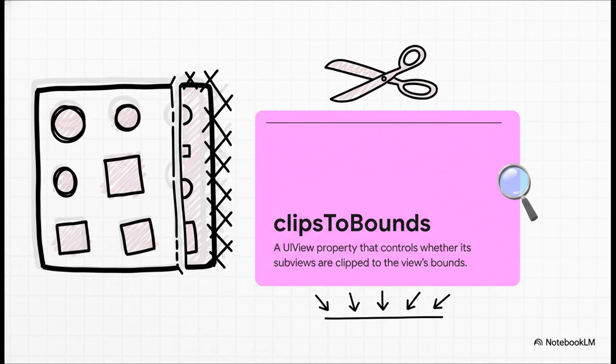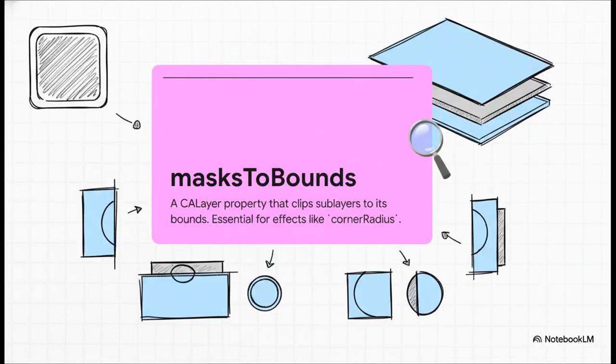Okay, first up, clipsToBounds. The easiest way to think about this is like putting up a fence around your view. If you set clipsToBounds to true, that fence goes up. Now, any subviews, any child views inside it that try to stick out past that fence, they just get chopped off. Anything outside the parent's boundary becomes totally invisible. Pretty straightforward, right?